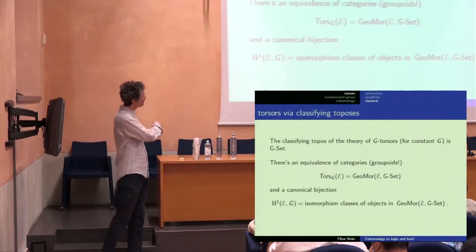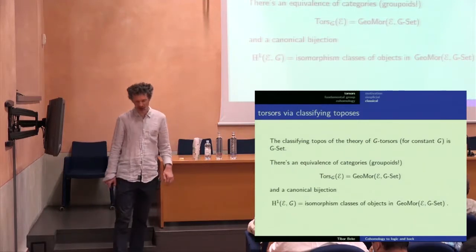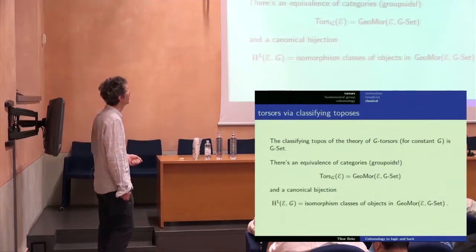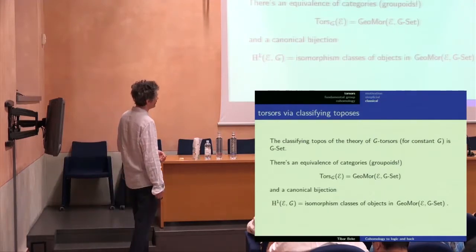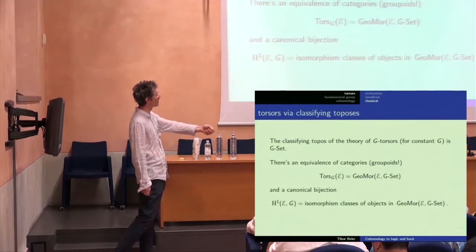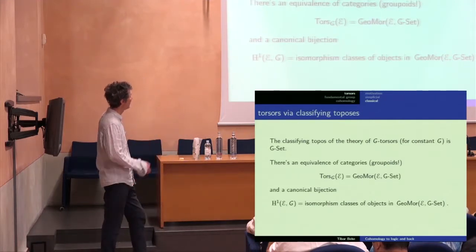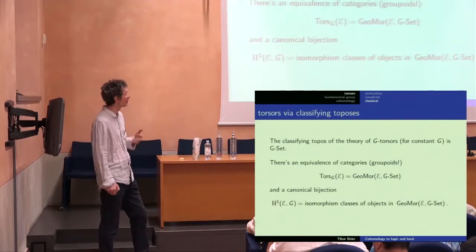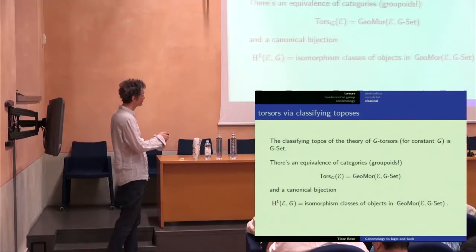And once again, this is a very classical statement. It's the last description that I wanted to give of what first non-abelian cohomology is: the category of torsors is a category of geometric morphisms from a classifying topos, that's G-sets, and non-abelian cohomology is isomorphism classes of these objects. This is all in SGA4, not exactly in these words, but the content is all there.